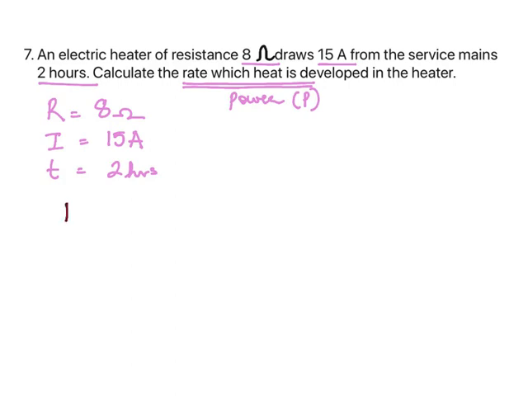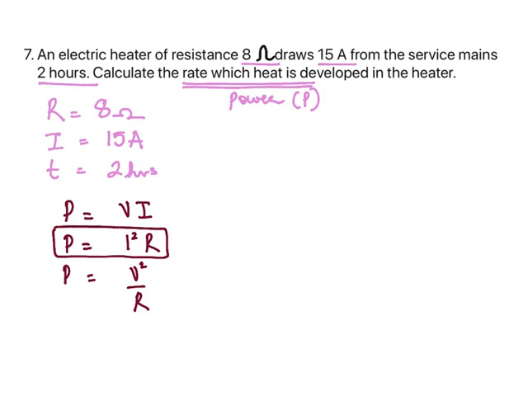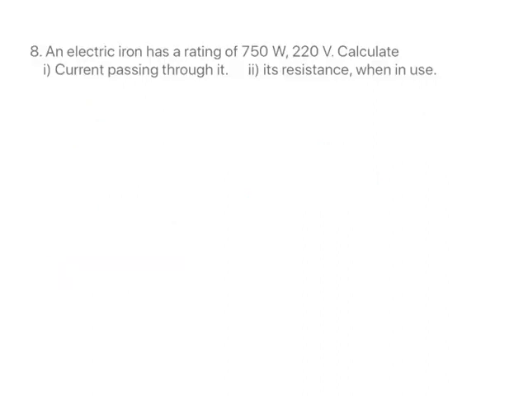Now we have many formulas for power: P = VI, P = I square R, P = V square over R. Which formula are we going to use? Since R and I are given, we use P = I square R. So power equals 15 square into 8, which is 1800 watts. We don't need the time here because just power is asked.